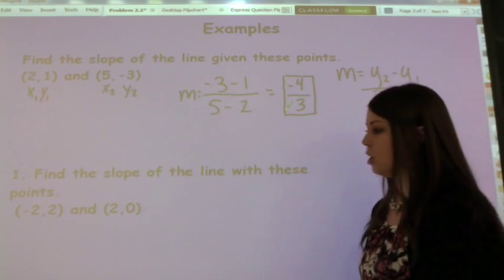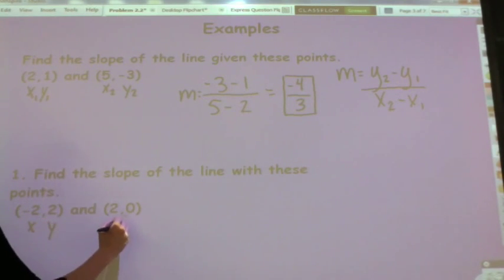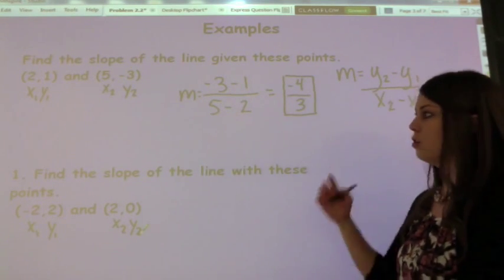Okay, so let's look at another example. Same thing. You want to start by labeling them as x, y, x, y. Our first point is our first point. We're going to label it with 1s. Our second point, we're going to have 2s next to it just to distinguish, again, between the first and the second point. Now we're ready to use our formula.